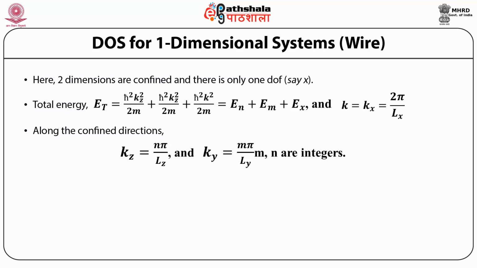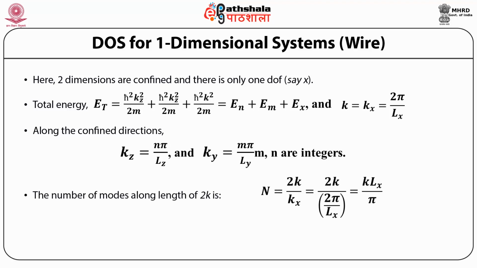Now consider a length 2k, so the number of modes along this length is n equal to 2k by kx equal to 2k by 2 pi by Lx equal to k Lx by pi. So now, in order to calculate the number of states along the line, we consider an electron again and ensure to take into account the spin degeneracy, and n prime is equal to 2n equal to 2k Lx by pi.